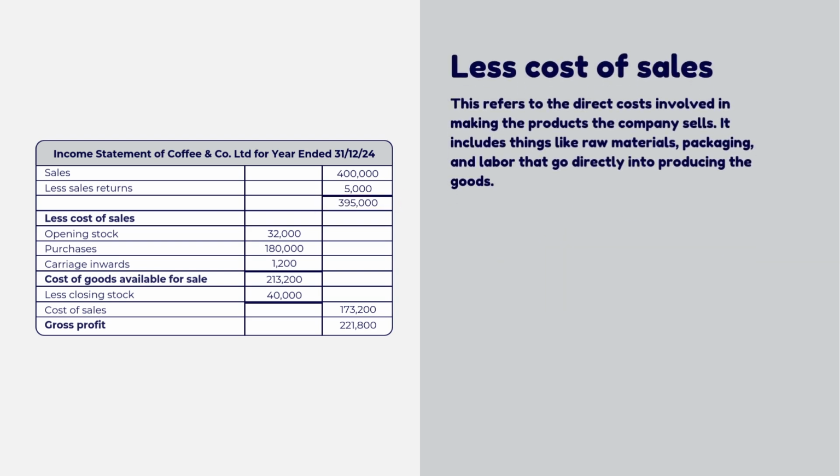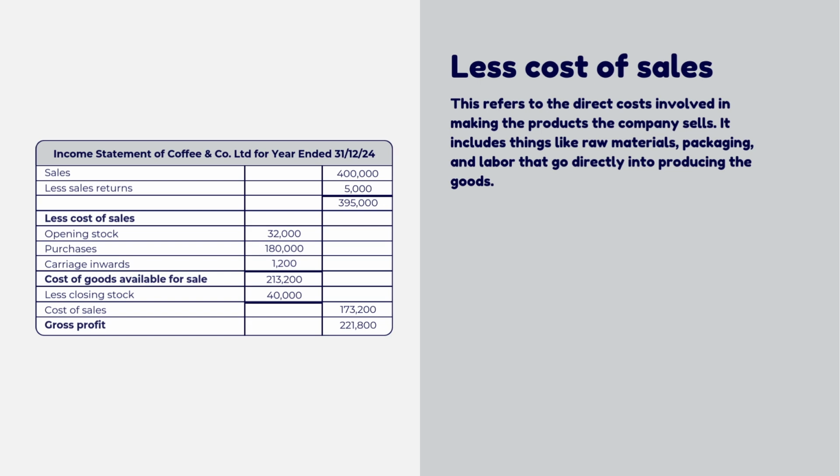The next part of the income statement is less cost of sales. So a company making €395,000 in sales, you'd imagine, are making huge profits, but that may not always be the case. In order to make that amount of sales, they would have to spend a lot of money on things like raw materials, packaging and labour that go directly into producing the goods.